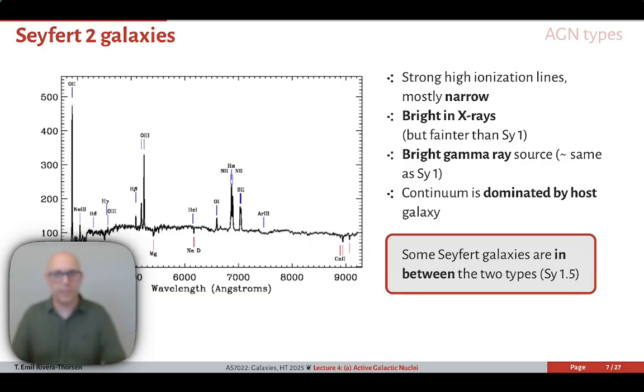Some Seyfert galaxies are also in between these two types. You can call them Seyfert 1.5. So even though there is quite a clear bimodal distribution of Seyfert galaxies, it is not a completely clear binary distribution. There are in-between types. They are not very common, but they exist.